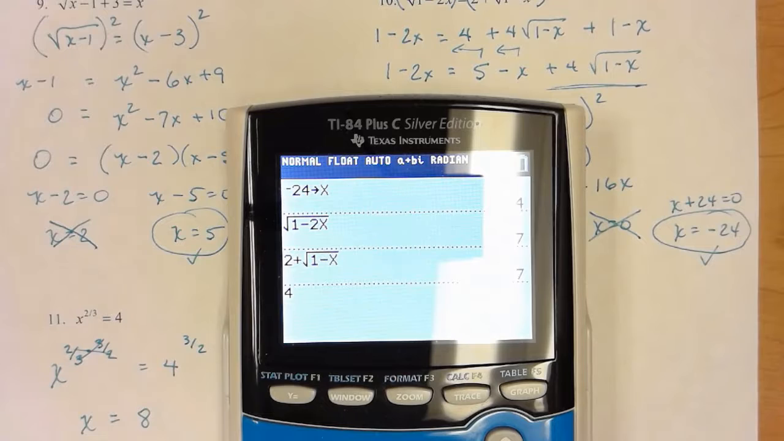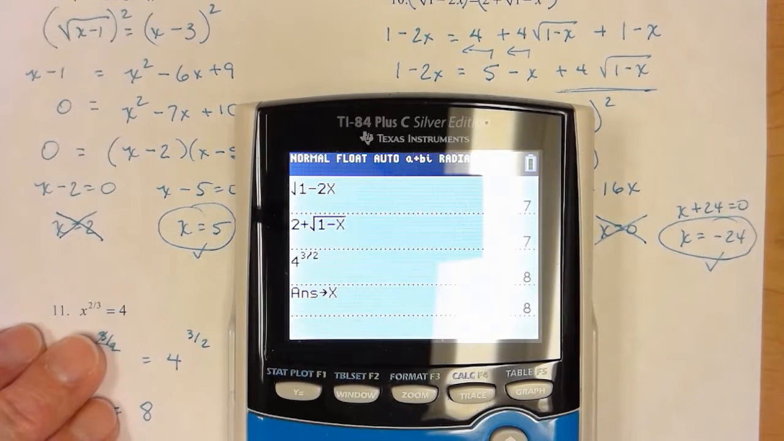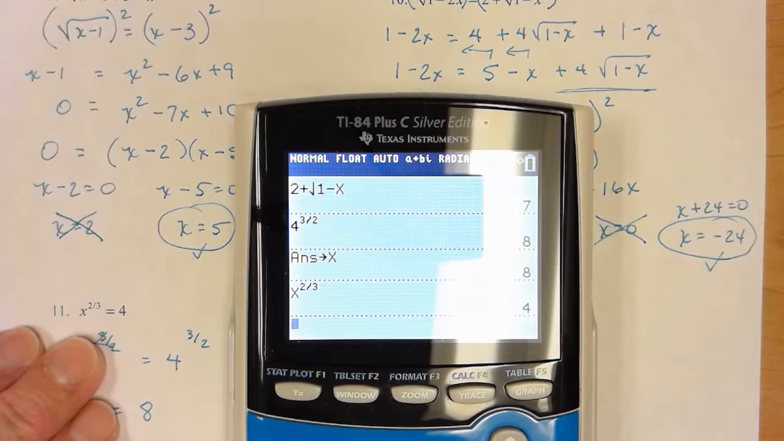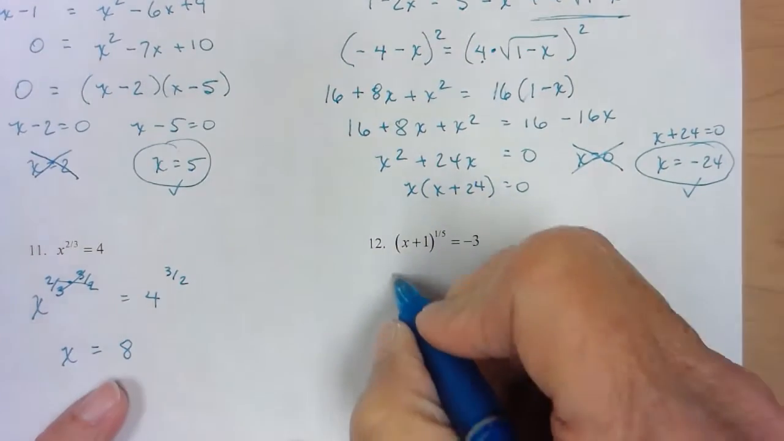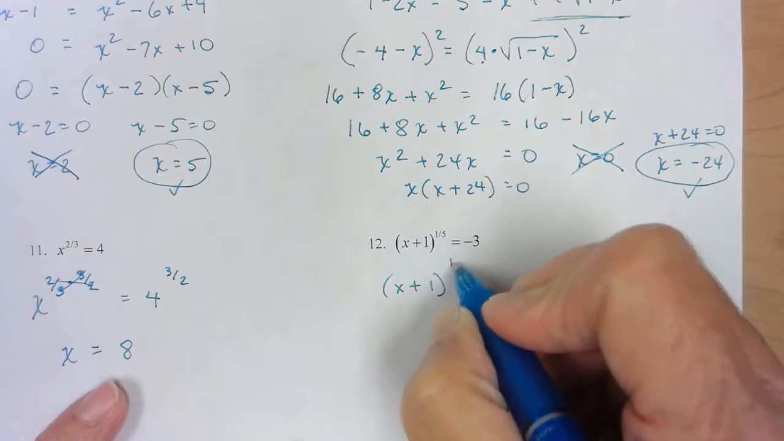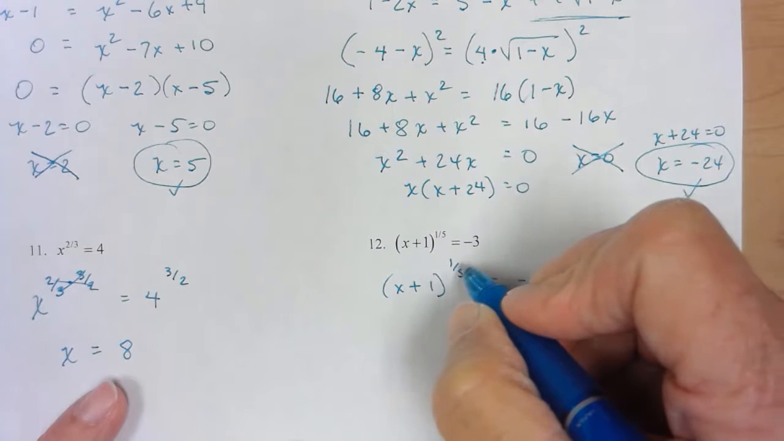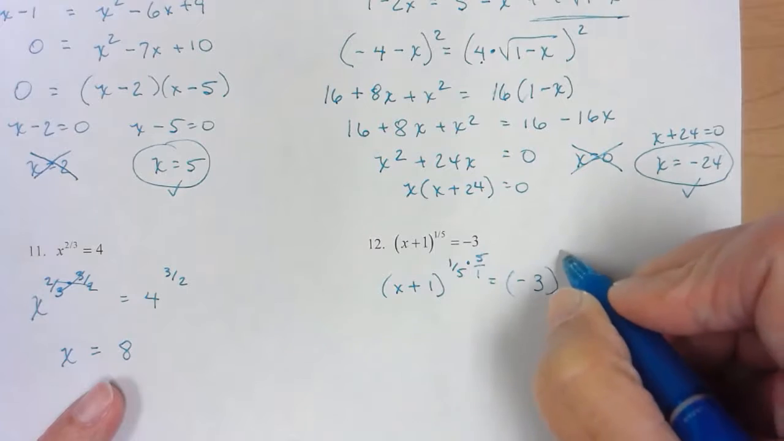So if I go 4 raised to the 3 divided by 2, so let me store that, and I'm going to do x raised to the 2 divided by 3. And it equals my 4. These were nice. Those are so cool. This one is to the 1/5. Well, take both sides exponent-wise up to the 5/1, or to the 5th.